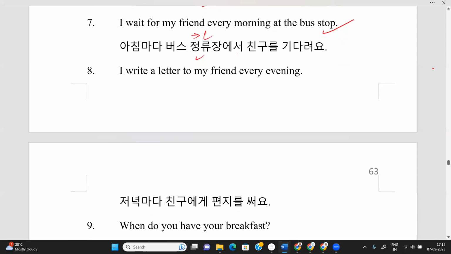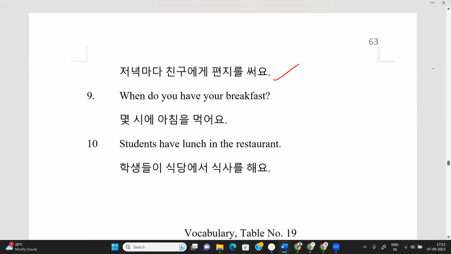Next. I write a letter to my friend every evening. 저녁마다 친구에게 편지를 써요. When do you have your breakfast? 몇 시에 아침을 먹어요? Students have lunch in the restaurant. 학생들이 식당에서 식사를 해요. Good.